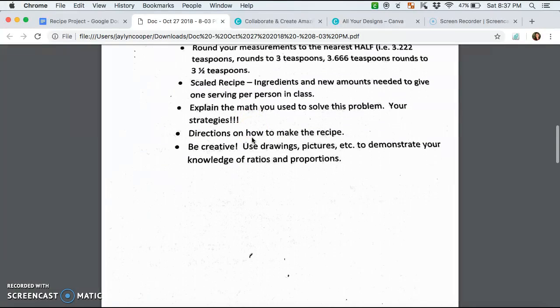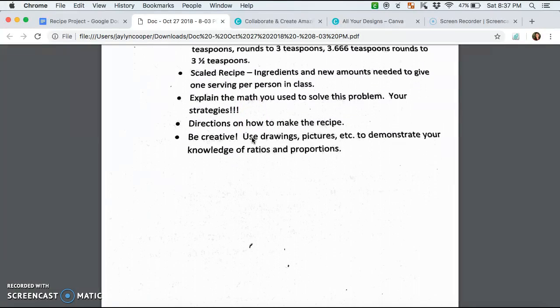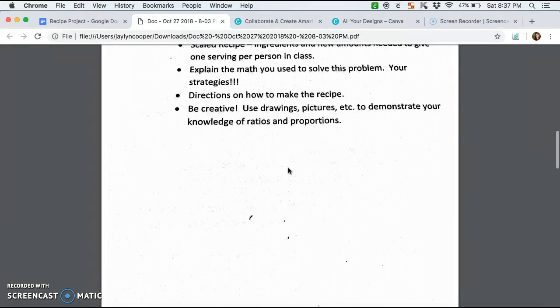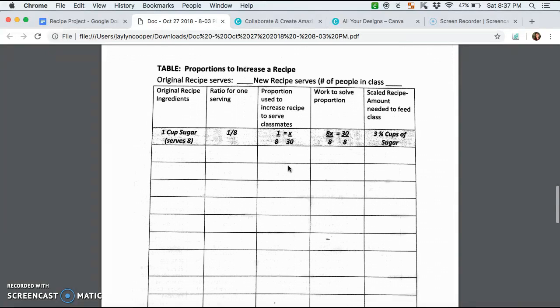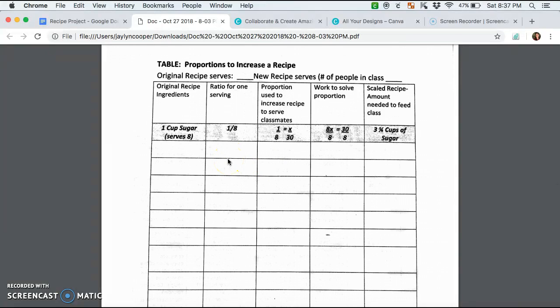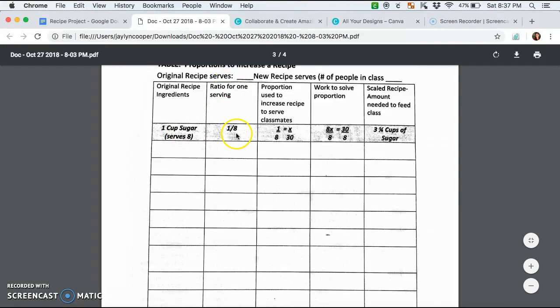You must explain your math. This is a good opportunity for you to put your thoughts into words. You must have the directions on how to make the recipe and be creative. This is your opportunity to show me what you know. So here's a table that can help you. Remember that we are putting in the ratio for one serving.